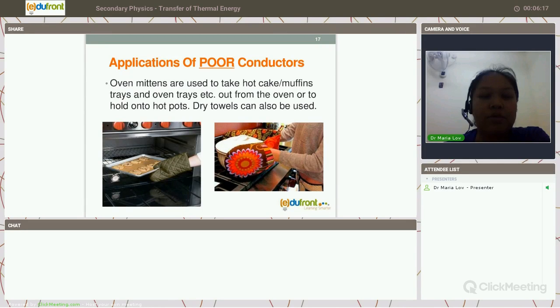Then you have oven mittens that are used to take hot cakes or muffin trays and oven trays out from the oven, or we can use them to hold on to pots that are quite hot, or we can also use dry towels. These are examples of where we can apply poor conductors. And how is an oven mitten or dry towel a poor conductor? Reason being, these things have lots of empty spaces in the fibers that are found in the gloves. So these empty spaces are filled with air, and air is actually a poor conductor of heat.